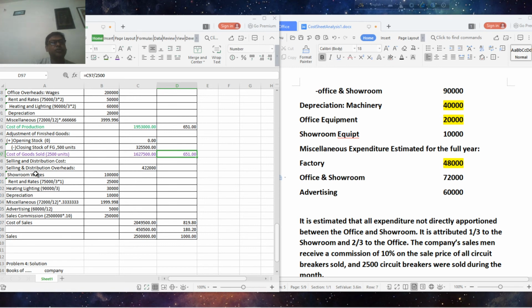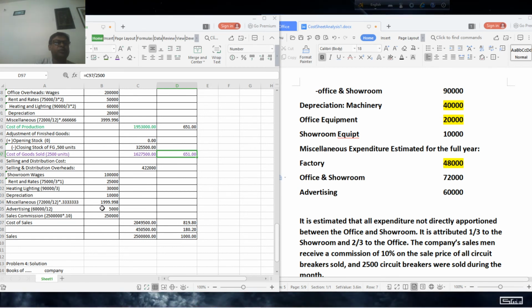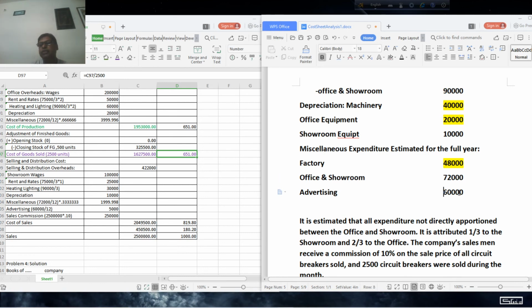So selling with the showroom wages, rent and rates, it is 1/3, heating and lighting, it is 1/3, depreciation it is given, and miscellaneous it is 1/3 for 1 month. So we have to first divide it by 12 months and then find out the 1/3. Advertising it is given for the whole year, full year. So advertising is 60,000 taka for the full year, so for 1 month it is 5,000 taka.